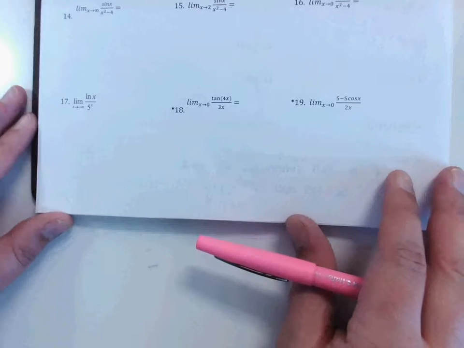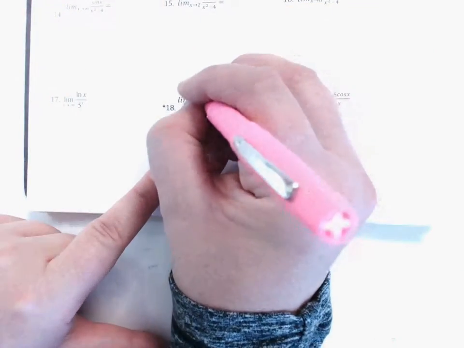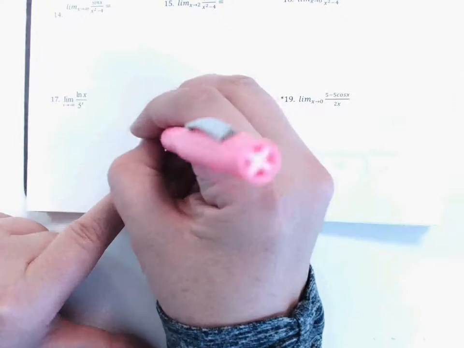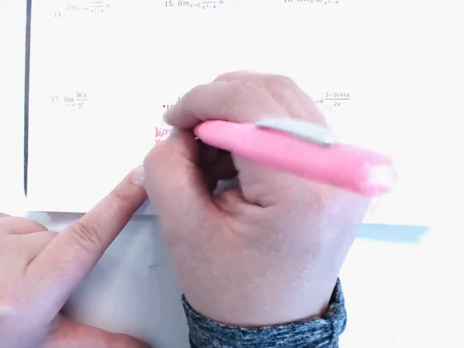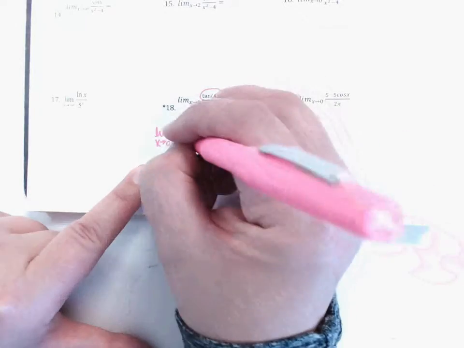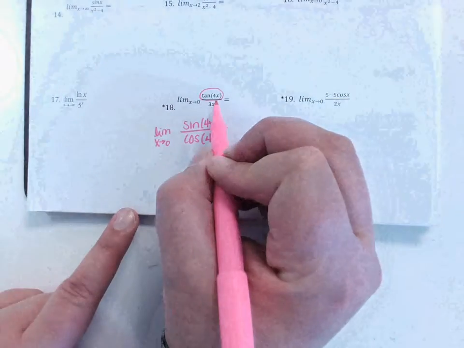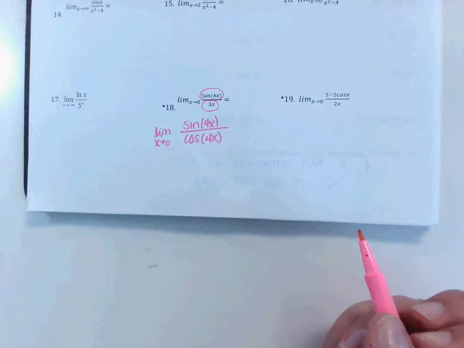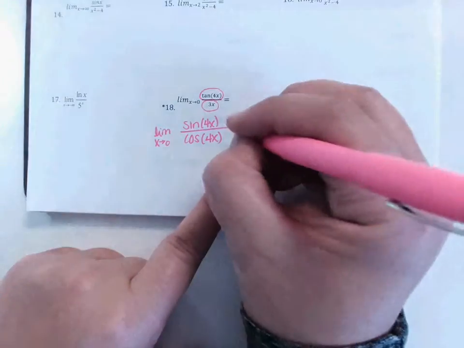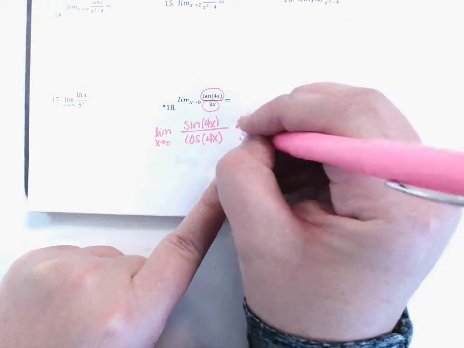Keep your little sheet out. 18 is going to end up being special. 4/3. Okay, it is going to be 4/3, but you have to kind of reduce it to figure that out. So what is tangent the same as we said? Okay, so this is the limit as x approaches 0 of sine 4x over cosine 4x. So far, so good? Now, what is sine over cosine divided by? 3x. Now, 3x is the same as what? 3x over 1. So if I want to divide by 3x, I'm going to multiply by 1 over 3x.